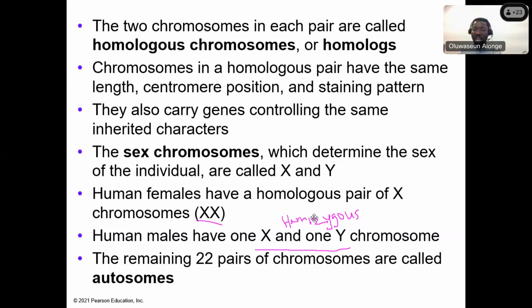So we say males are hemizygous. Don't mind the way I wrote it. The remaining 22 pairs, we call autosomes, which I showed you. Autosomes are pairs number 1 to 22, and position 23, which has two chromosomes, holds the sex chromosomes. Let's go.